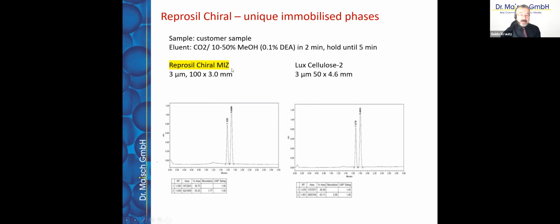So the other unique phase, the MIZ, that's an equivalent to Lux Cellulose 2, but again, the immobilized version of that. And again, you see that we get similar behavior, similar selectivity.